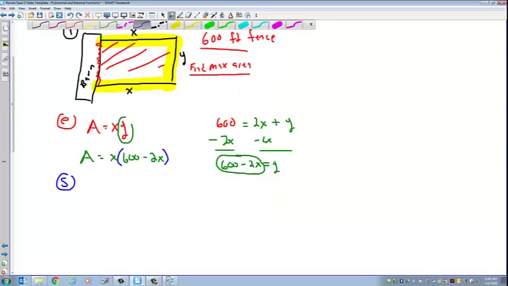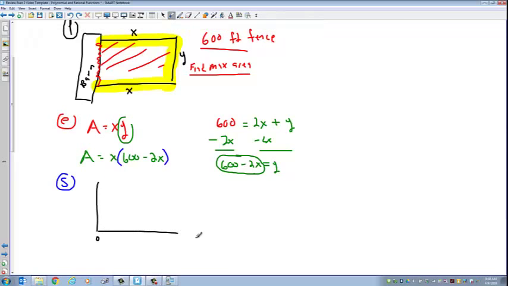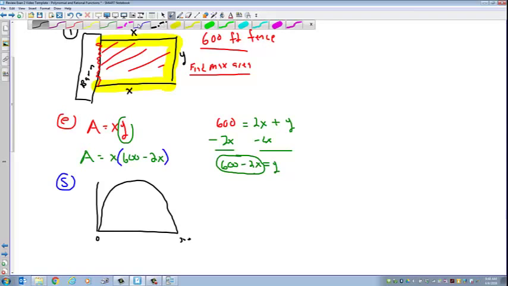So I'm going to copy that down. So I went here, 0 to 300. It came up. It came back down. And I'm looking for that maximum. Right, so this is the graph. If the input is the length of the fence here, it gives you the area as the output. So I'm going to use the max button.